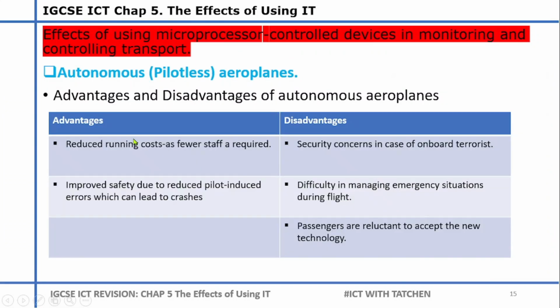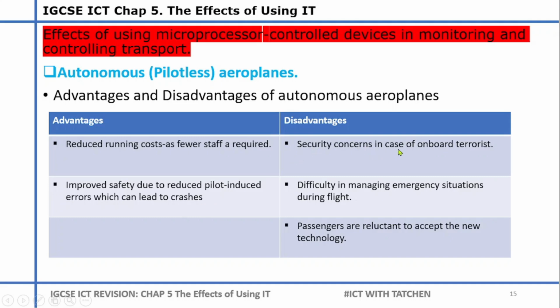Now, what are the advantages and disadvantages of autonomous planes? What are people saying about this? There's going to be reduced running costs as fewer staff are required. So you might not have pilots in the plane. It's an advantage to the airline, but a disadvantage to the human being probably. Another advantage is that it improves safety due to reduced pilot-induced errors which can lead to crashes. Yes, some crashes have occurred due to errors from pilots, so this could also be an advantage.